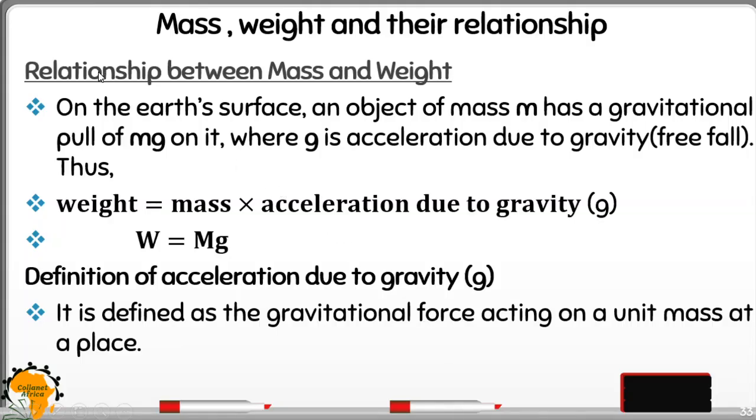Then we have to move to the relationship between mass and weight. On the earth's surface, an object of mass m has a gravitational pull of mg. mg refers to mass times gravitational constant, or what we are going to see, acceleration due to gravity. Therefore, mathematically, weight is equal to mass times acceleration due to gravity g. So we have W equals mg. What is acceleration due to gravity? This one we say that it is the force acting on a unit mass in a place.